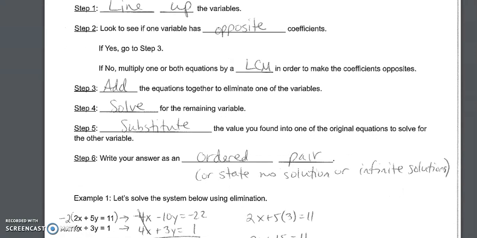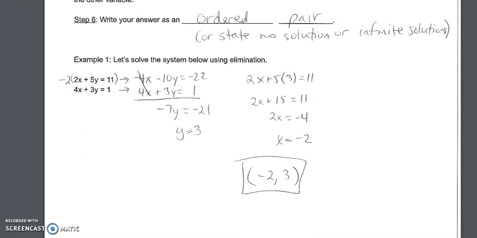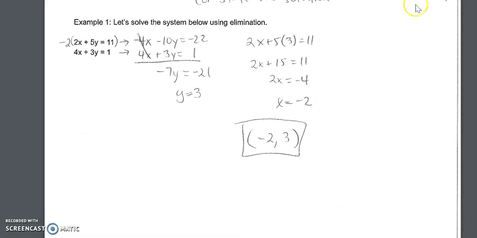All right, let's go ahead and look at example number 1. So first thing you want to check is, are your variables lined up? X's are lined up, y's are lined up, constants are lined up. So they're all in order. Then you check for opposite coefficients. This has a 2 and a 4. This has a 5 and a 3. They don't have opposite coefficients.